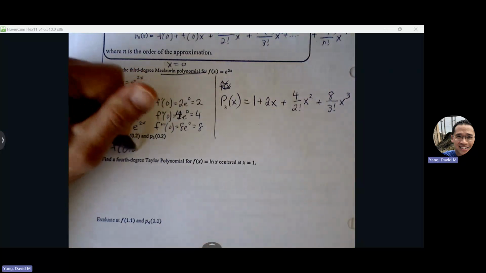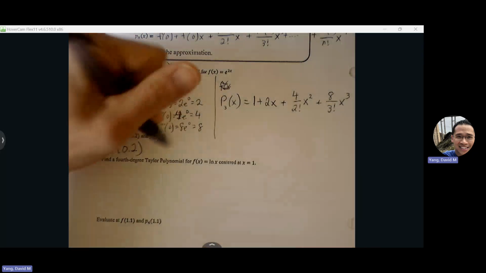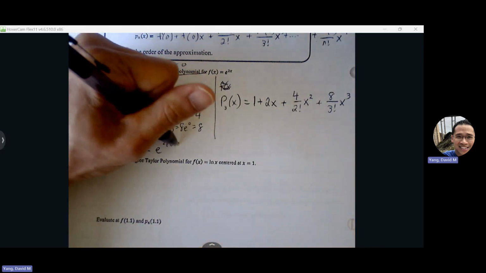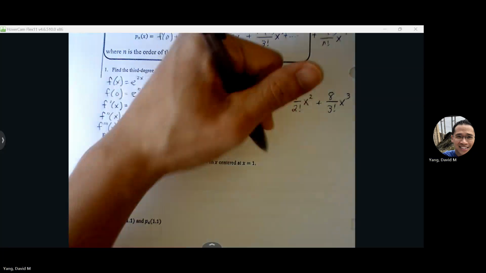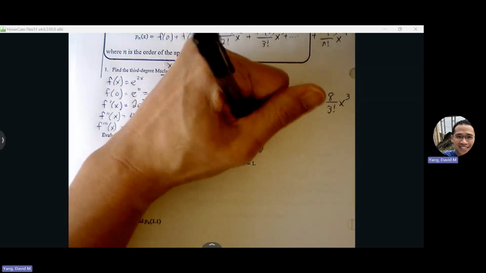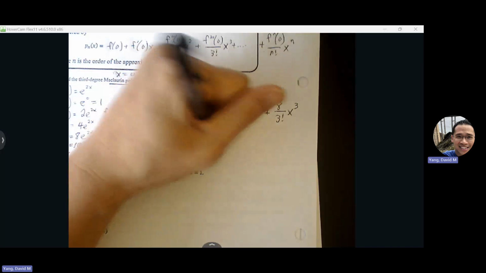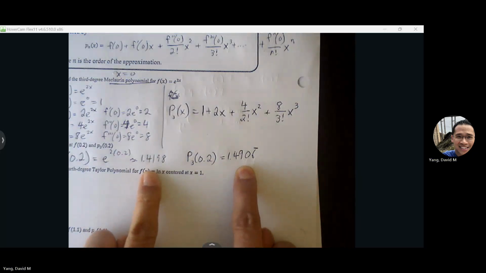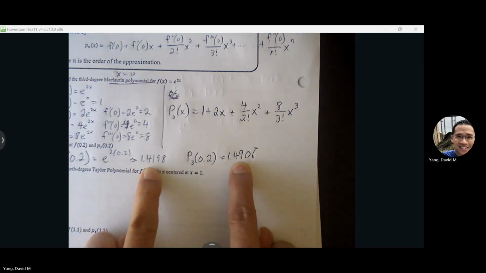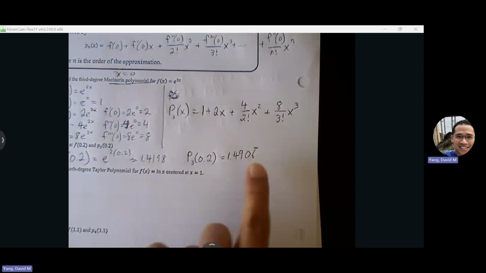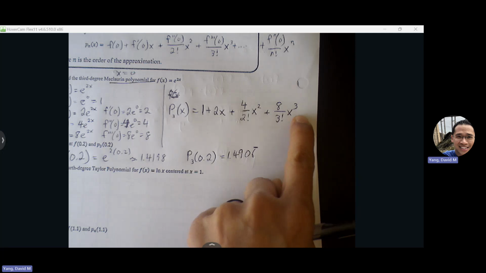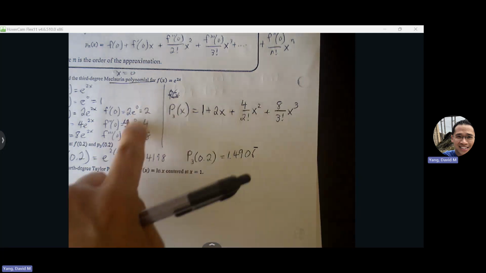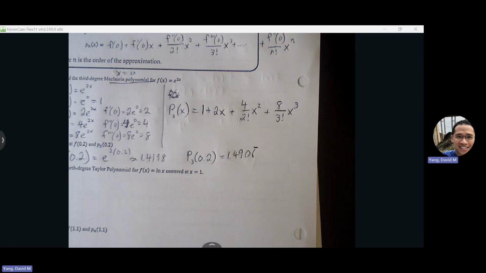If I want to find f of 0.2, plug 0.2 in for x, I get e to the 2 times 0.2, which is around 1.4198. And then p sub 3 of 0.2, I'm just going to save all the calculations on your end, is 1.4906 repeating. So, pretty good. But obviously, this approximation can be even better if we were to add a fourth degree match, a fifth degree match from our polynomial.